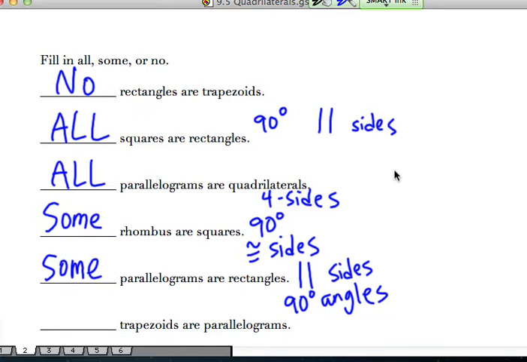Like I said, trapezoids only have one set of parallel sides. Parallelograms have two sets of parallel sides. So no trapezoids are parallelograms, okay? No matter what, if it's a trapezoid, it's a trapezoid. It can't become a parallelogram by throwing in an extra parallel side, okay? If you had trouble with this, go back and look at that chart again and practice going through some of them, okay?